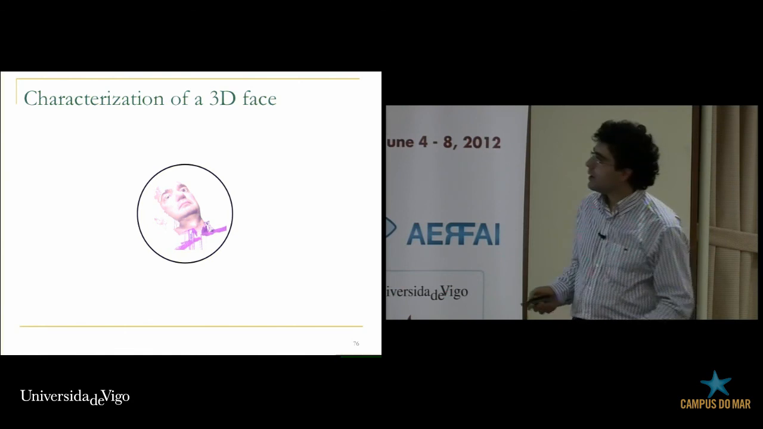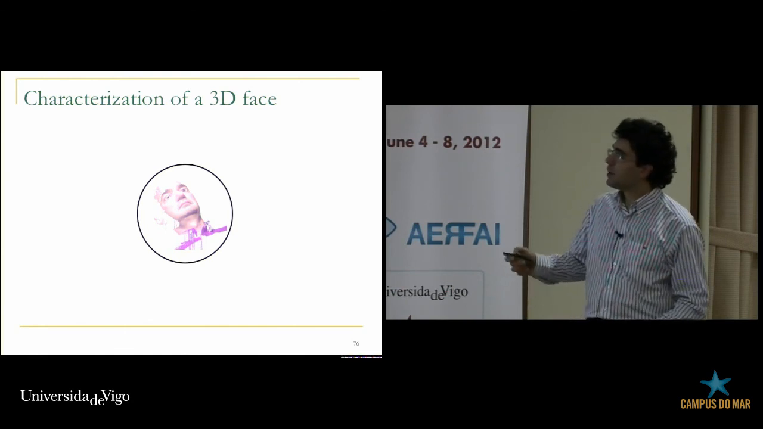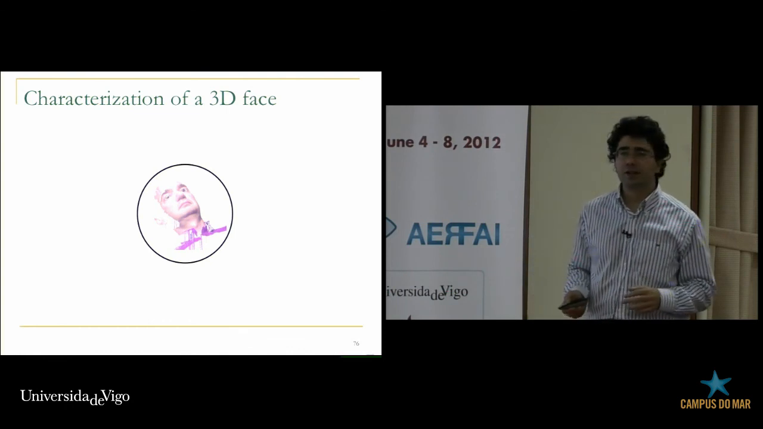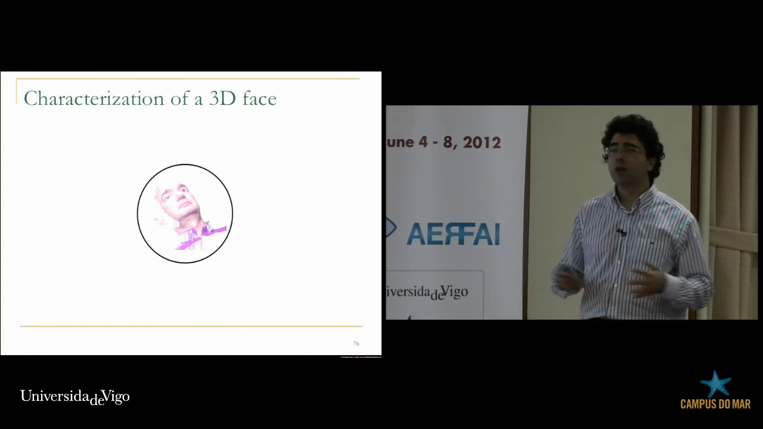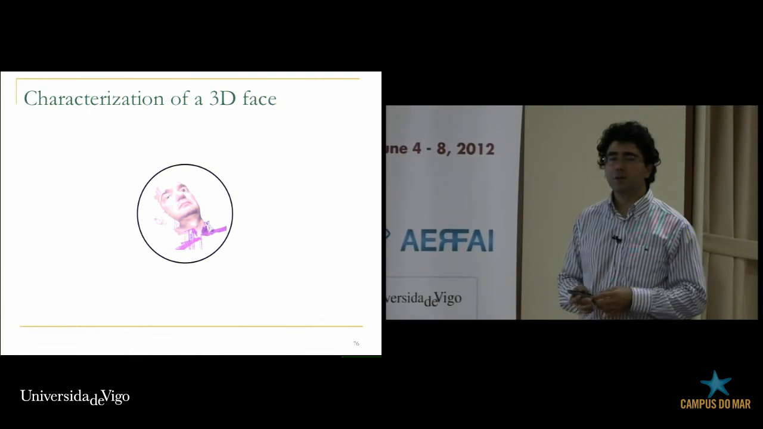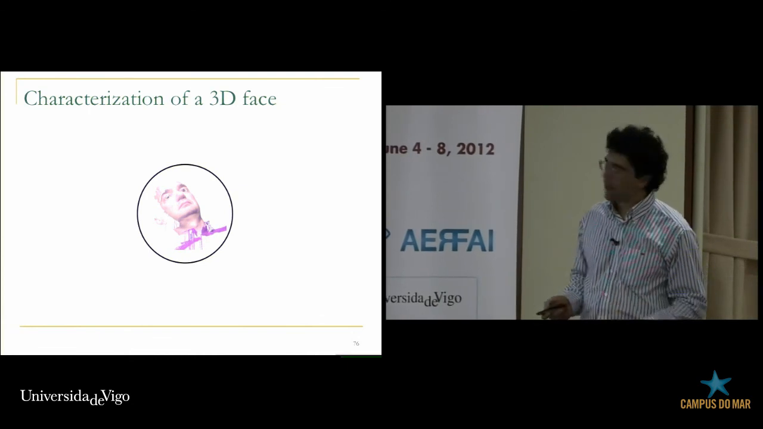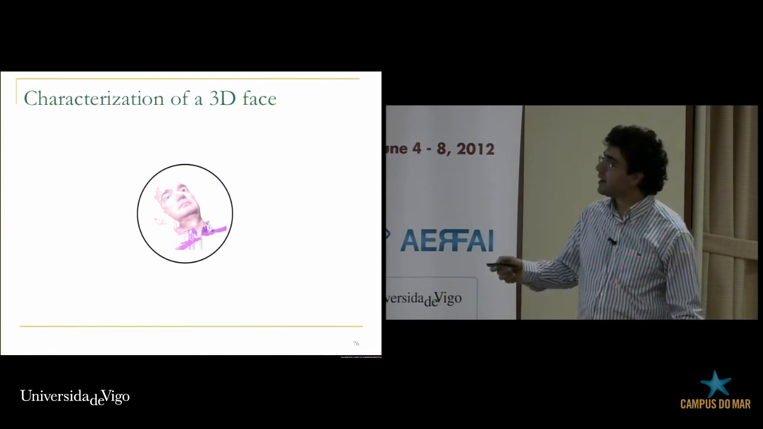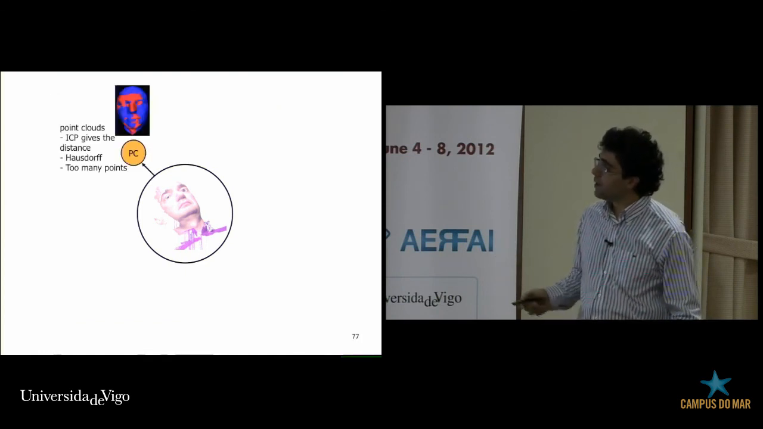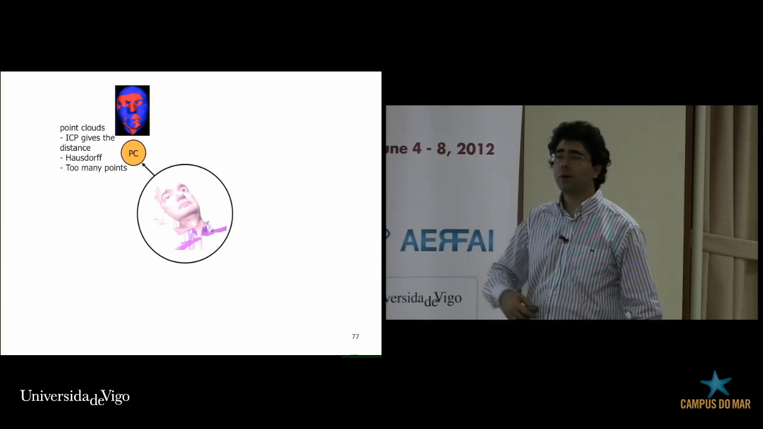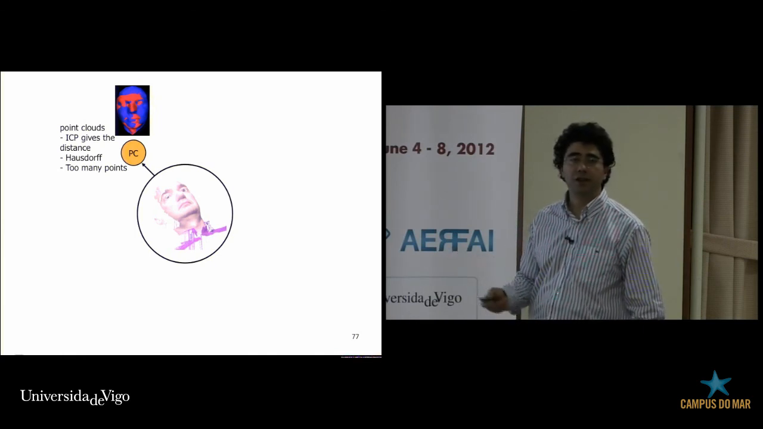So this is Kevin Bowyer, who collected the FRGC, the Face Recognition Grand Challenge dataset, which was the first large 3D dataset with a clearly defined protocol and challenge. So how do we characterize this face? Well, we can represent it as a point cloud, a bunch of points in the 3D space, x, y, z coordinates.